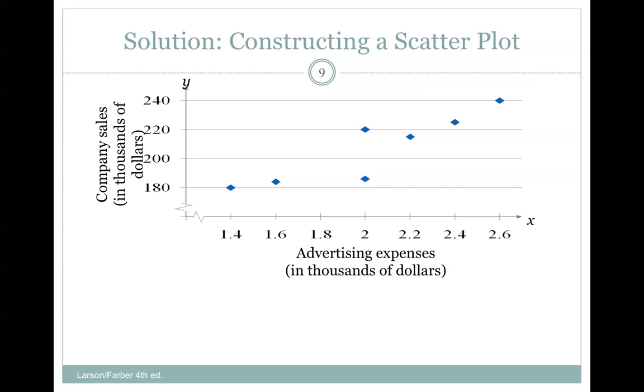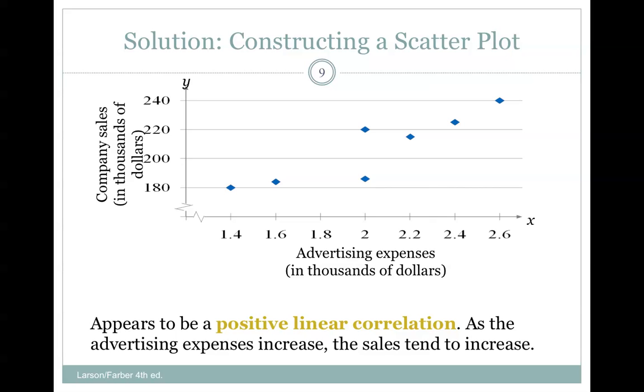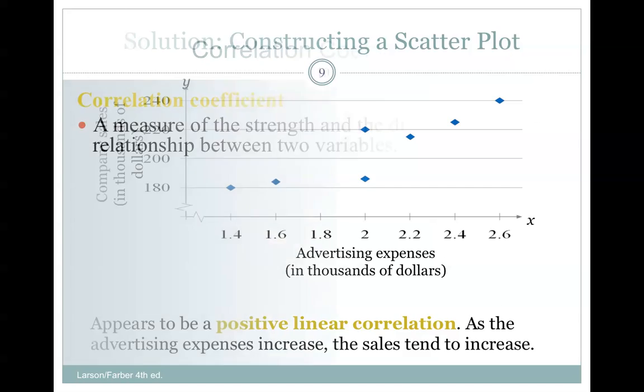Alright, so this is the scatter plot that we got out. There appears to be a positive linear correlation, and we would consider this to be somewhat strong, but not as strong as the other linear correlation that we found because it went straight up. And I'll discuss that a little bit more later.